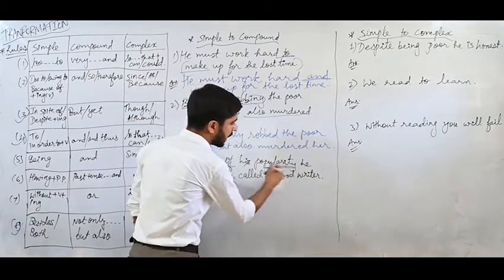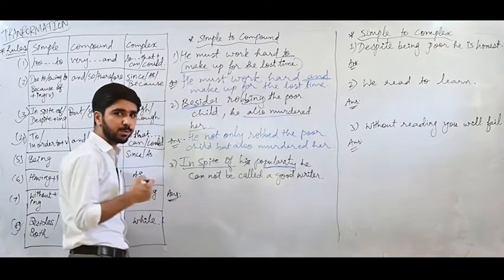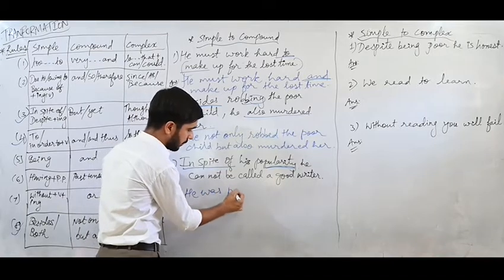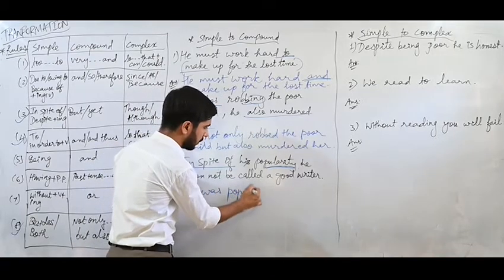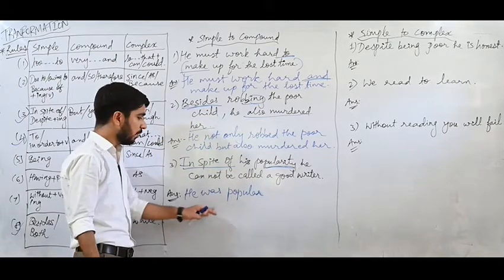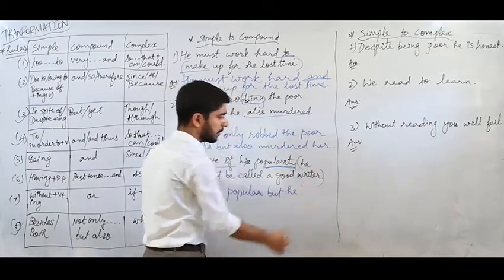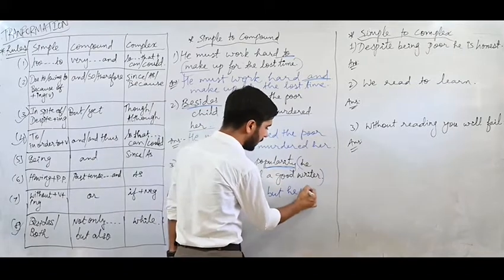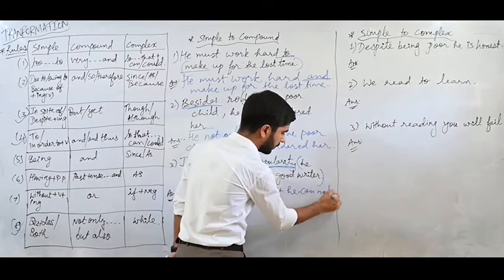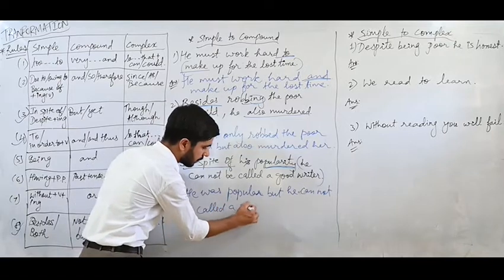In spite of his popularity. What is the noun form of popularity? Popular means the person was popular. So we can write that he was popular. In spite of his popularity, we have written he was popular, meaning is same. He was popular, but then same, no change in the rest of the sentence. But he cannot be called a good writer.